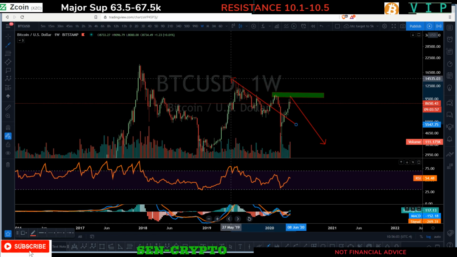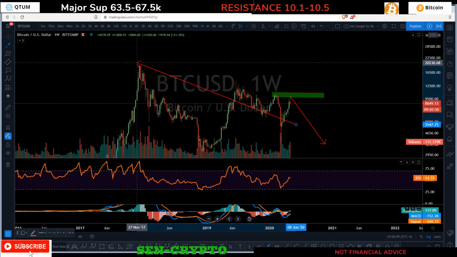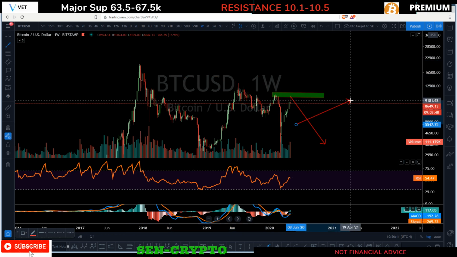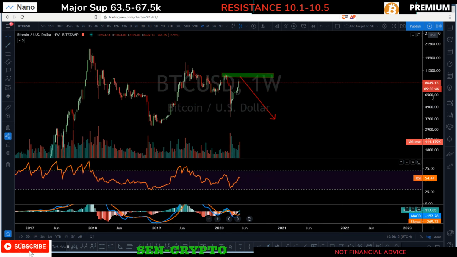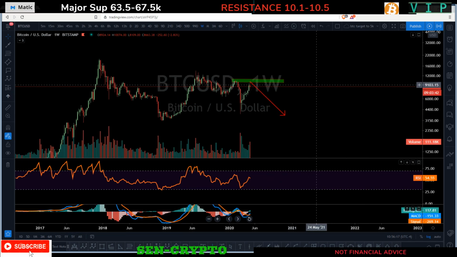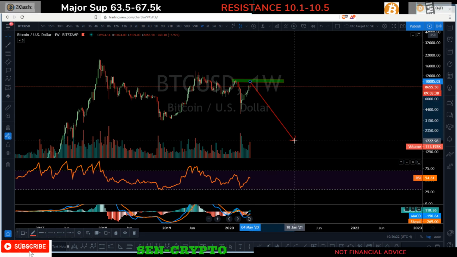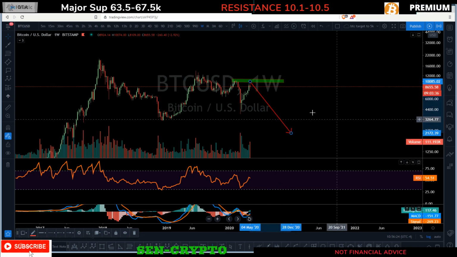The macro structure: we have to break 14K. We have to break 12 to 14K with a very big volume and try to break 20K in order to say, hey, we're in the bull run. And we could be looking for 200,000, 300,000 BTC and stuff like that. But as of now, we could be looking for 1% of that. We could be dropping all the way down to this level of 0.618.